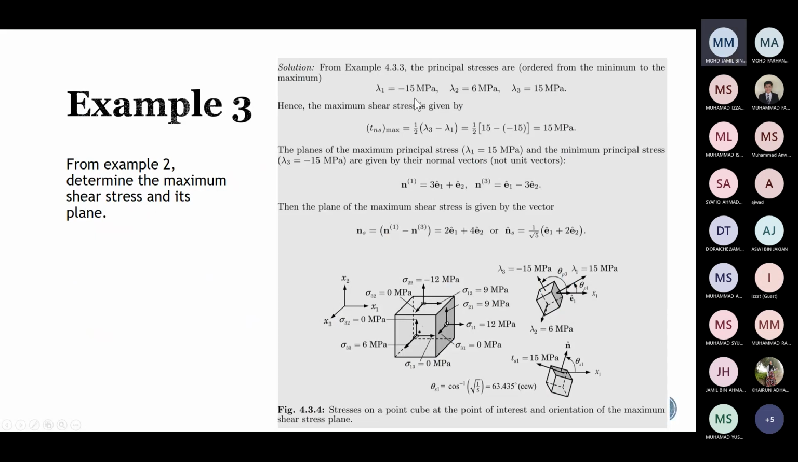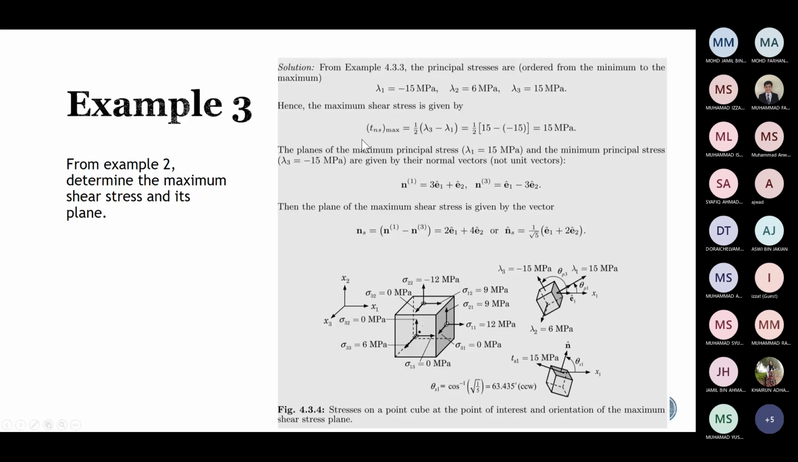From example number 2, we already calculated the principal stresses: negative 15, 6, and 15. The maximum shear stress is just 1/2 of maximum minus minimum. The maximum is 15 and the minimum is negative 15, so 15 minus negative 15 divided by 2 gives 15 megapascal. So 15 megapascal is the maximum shear stress that the point can achieve.